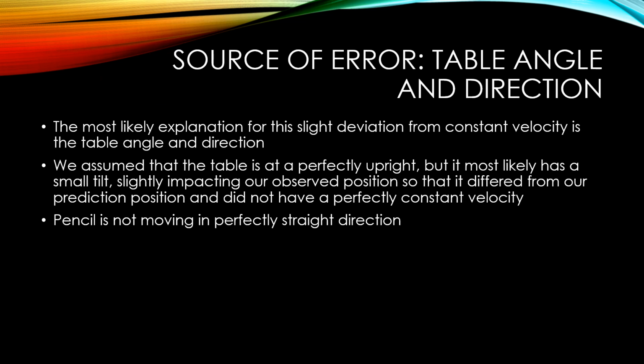Sources of error are the table angle and direction. The most likely explanation for the slight deviation from constant velocity is the table angle and the direction. We assume that the table is perfectly upright, but it most likely has a small tilt, slightly impacting our observed position so that it differed from our predicted position, and it did not have a perfectly constant velocity. The pencil is also not moving perfectly perpendicular or perfectly aligned with the x-axis.